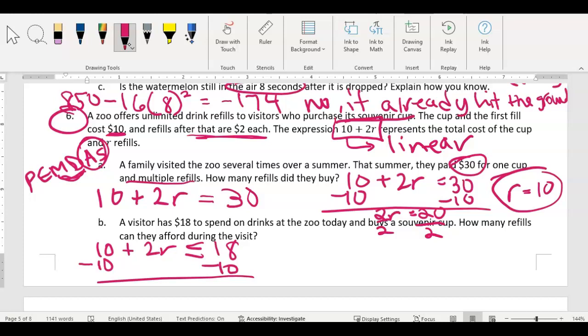So I'm still doing the same inverse operation. I'm subtracting first because we're working backwards here. And I get 2r equals 18 minus 10, which is 8. Divide both sides by 2, and so r equals 4. That means I'm able to have, I should say, less than or equal to 4 refills. So I can have 1, 2, 3, or 4 refills with that amount of money.